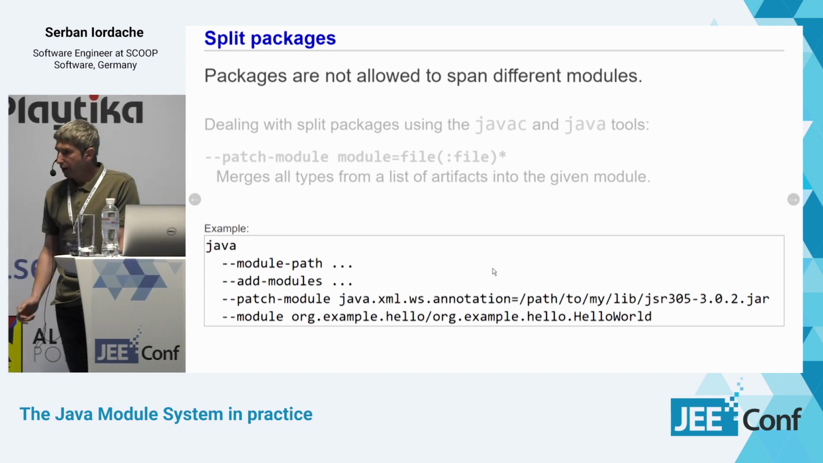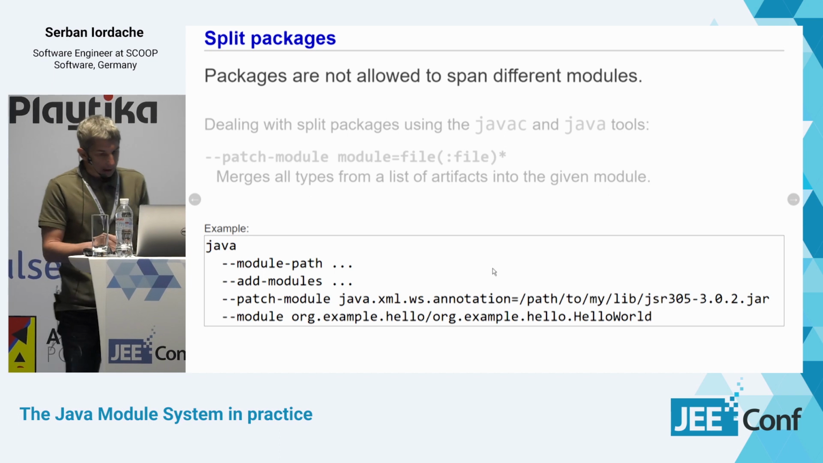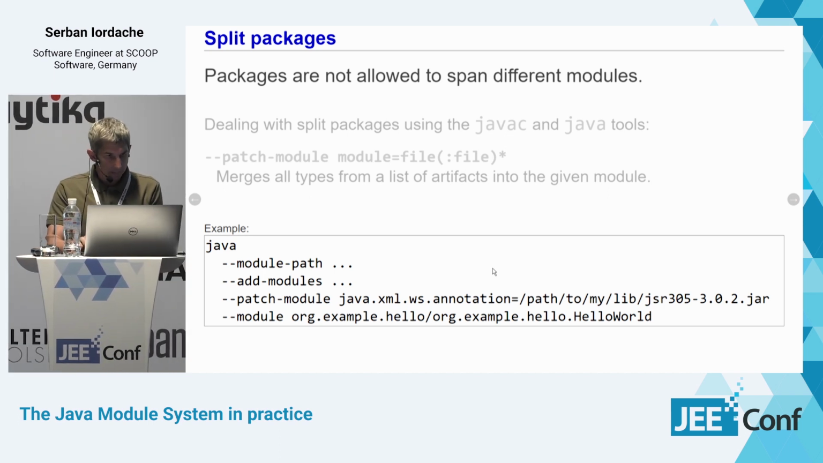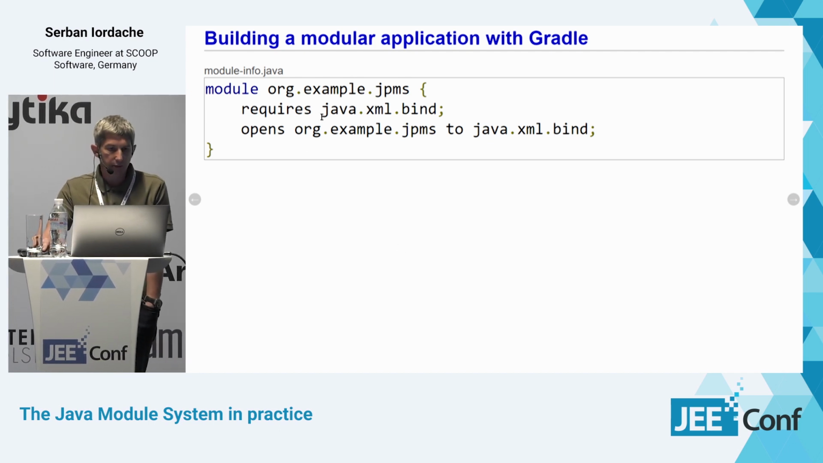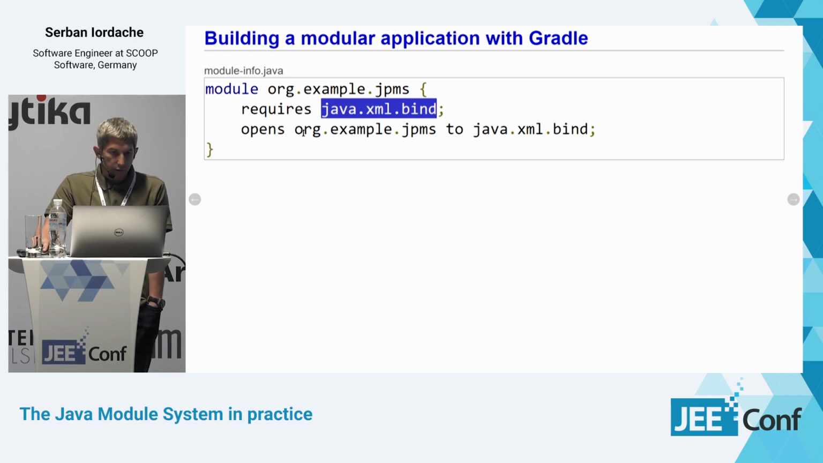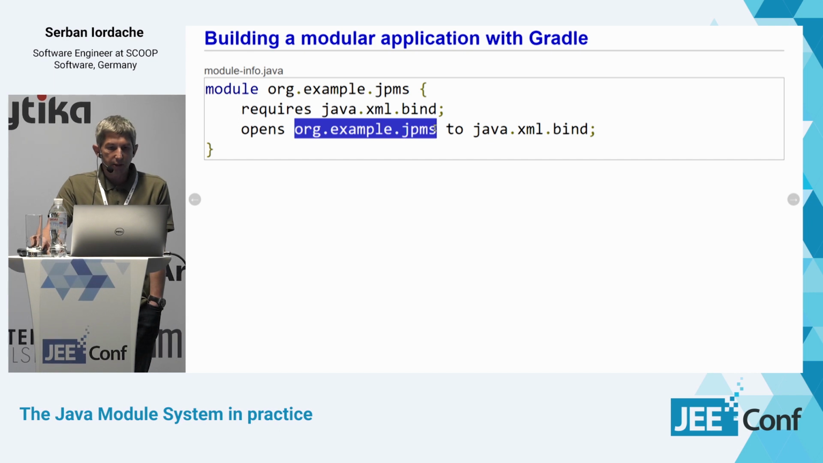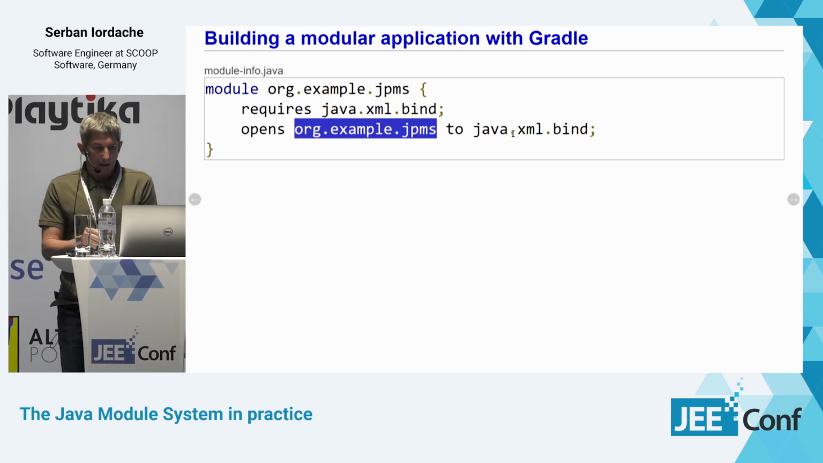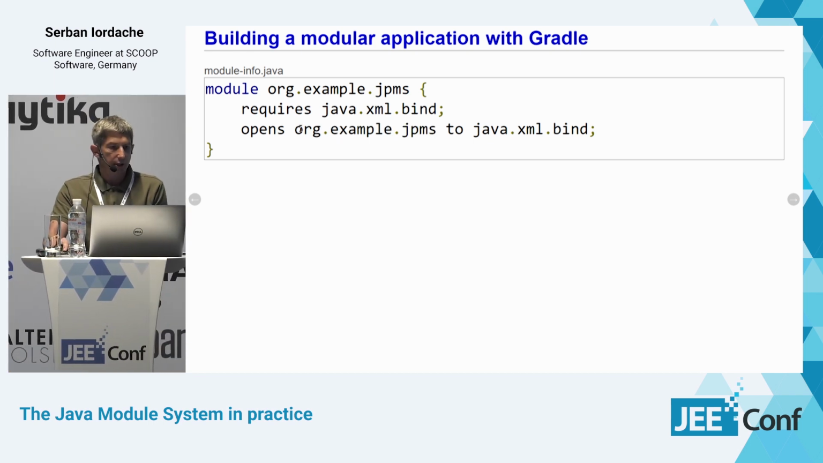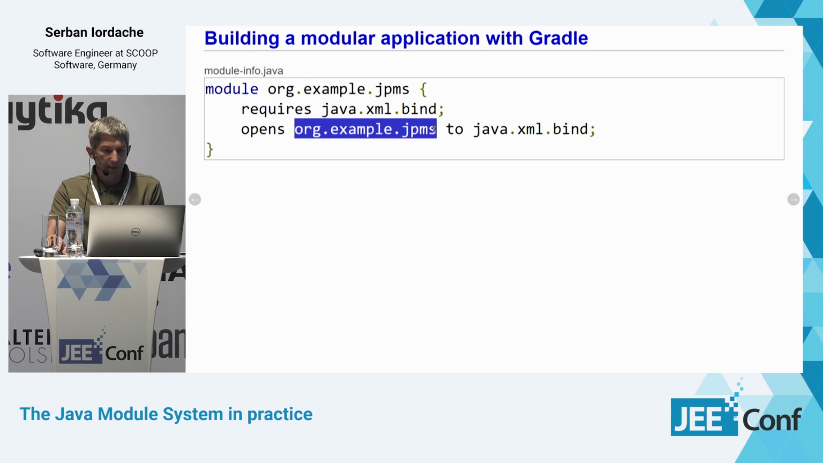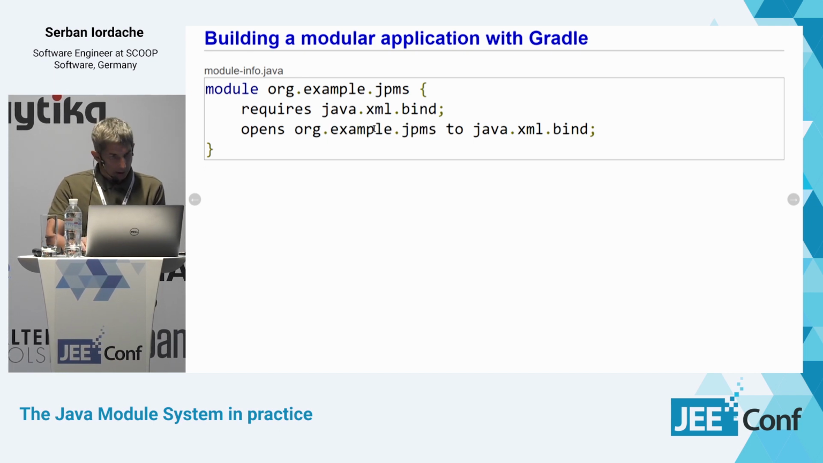Now let's get back to our XML printer application, and let's modularize it. Our module descriptor is very simple. We saw that we need the Java XML bind module, and we also need to open the package containing our classes to Java XML bind in order to allow the classes in this module to use reflection to create the XML representation of our object.